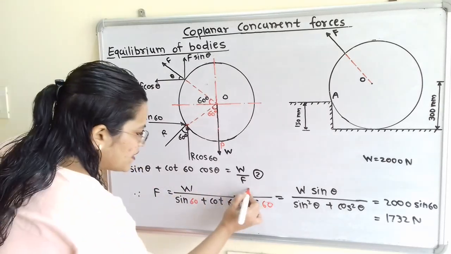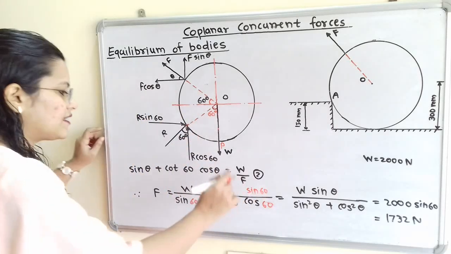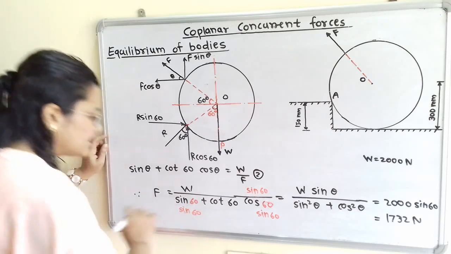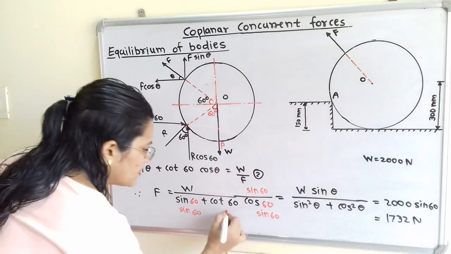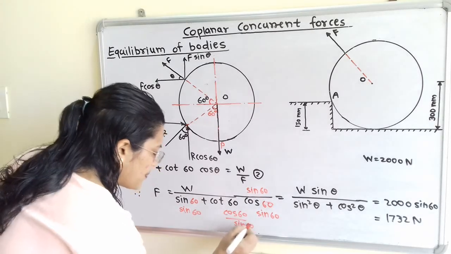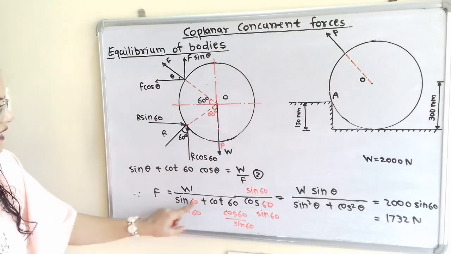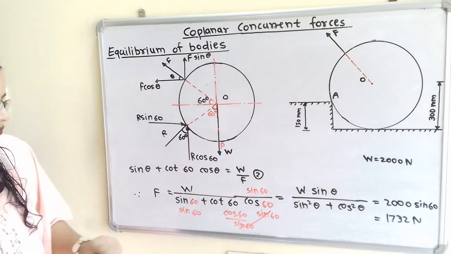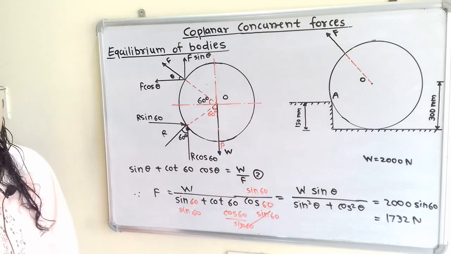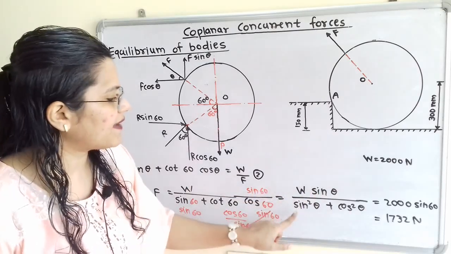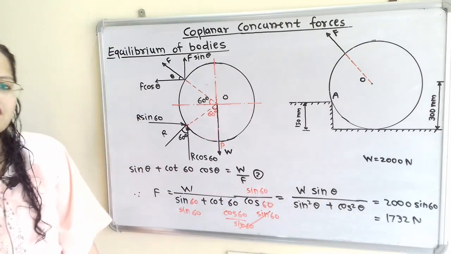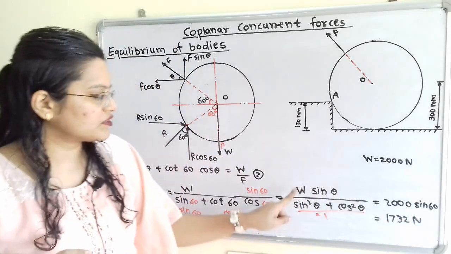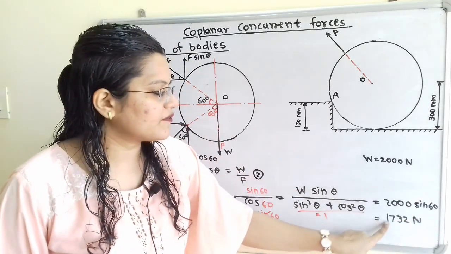Now I will multiply the numerator and denominator with sin 60, that is sin theta divided by sin 60. So here is the plus sign, and here also we have to multiply with sin 60. Now cot 60 means cos 60 divided by sin 60. So here W sin 60 divided by sin 60 into sin 60, that is sin square 60, plus, here this sin 60 and this sin 60 get cancelled, and the remaining is cos 60 multiplied by cos 60, that is cos square 60. So we get W sin 60 divided by sin square 60 plus cos square 60. We know that sin square theta plus cos square theta is equal to 1. So the remaining term is only 2000 sin 60, because W is equal to 2000 Newton. When we solve this we get 1732 Newton.